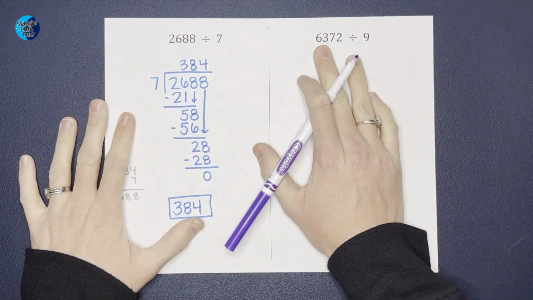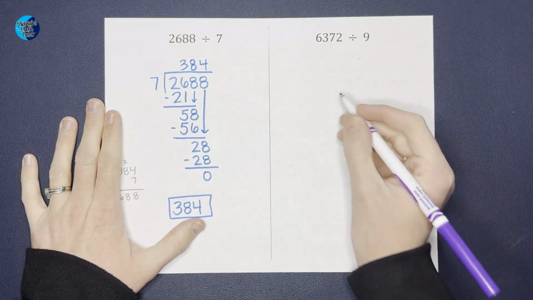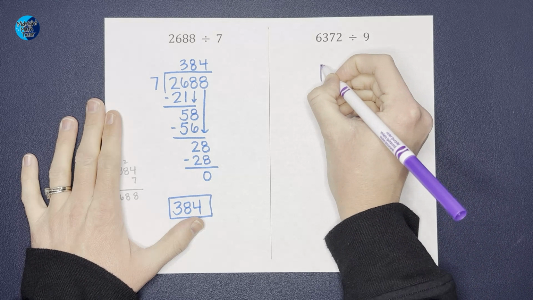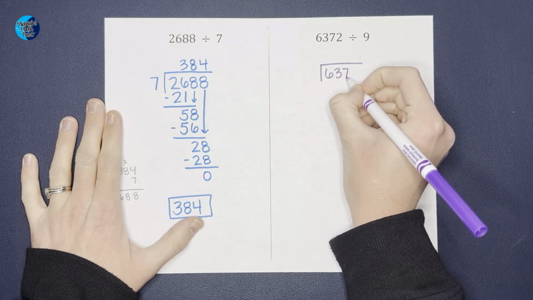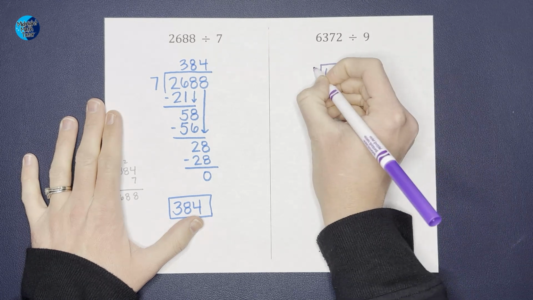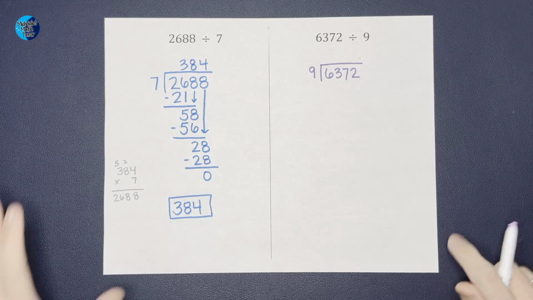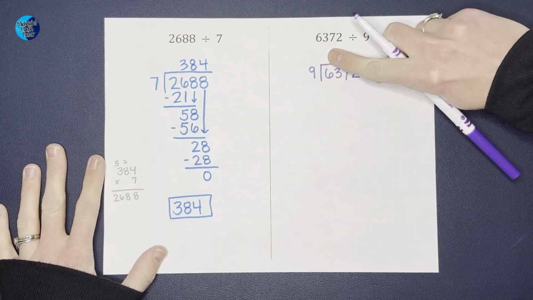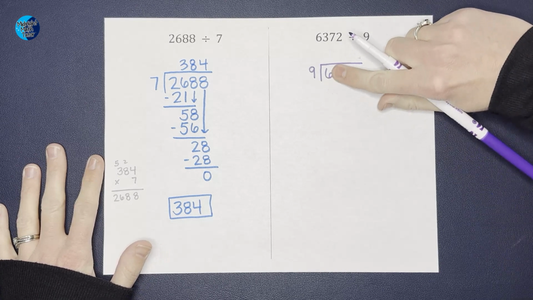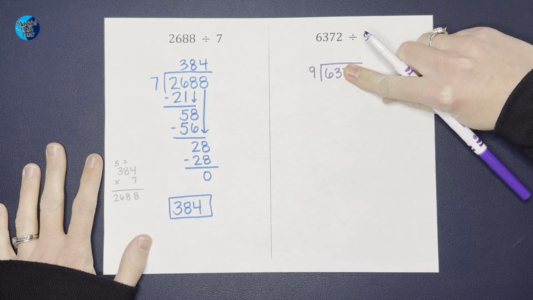All right, we are dividing 9 into 6,372. So I am going to write the first number inside of the box, 6,372. The 9, the number I'm dividing in, goes on the outside. All right, I'm going to start with this, but 9 doesn't go into 6. I could put 0 here, but I'm not going to. So I'm going to scoot over and ask myself, how many times does 9 go into 63?